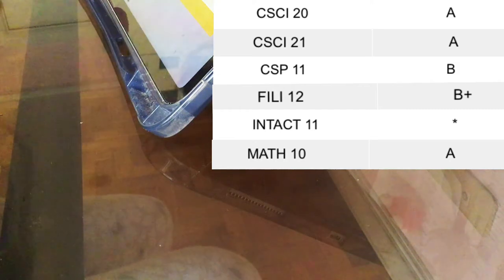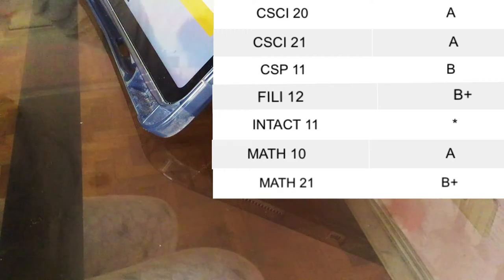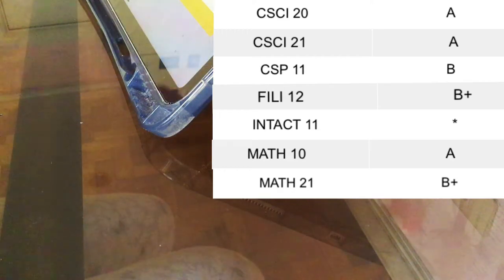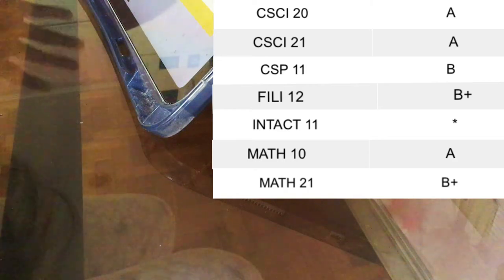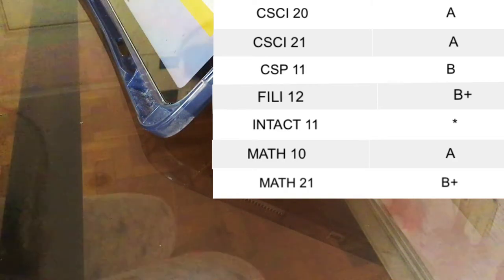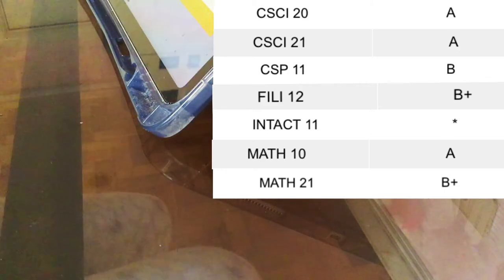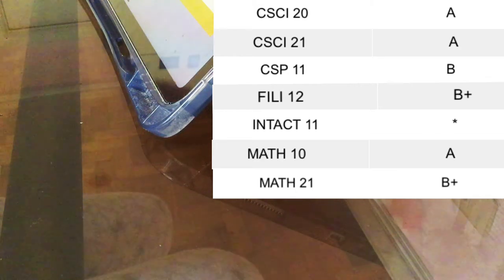For Math 21, miraculously, I got a B+. So that's okay. I can take the B+, because originally, I expected a B based on how bad I did in midterms. But I'm thankful for the B+. No one can make me happier than at least getting a B+ in math.